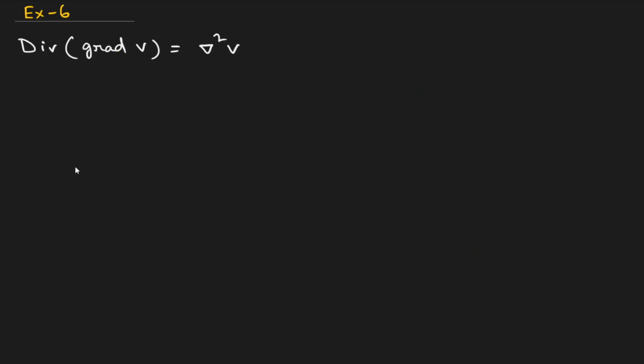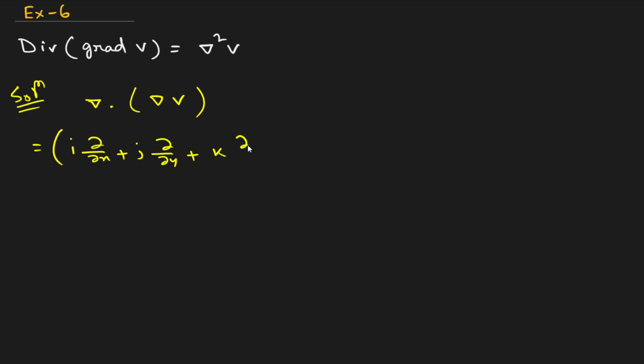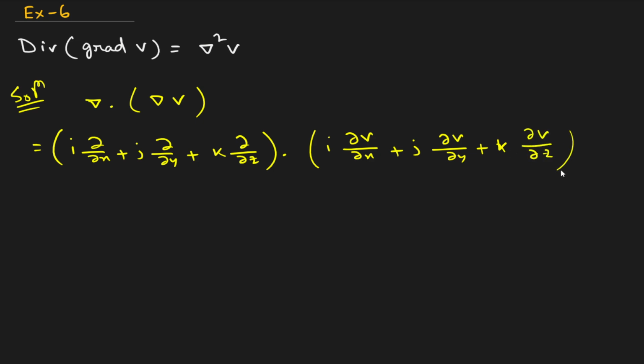So let us take one last problem: divergence of the gradient of v. It's a very simple problem. Divergence means nabla dot grad v. Grad v is nabla v. So this is nothing but i del/del x plus j del/del y plus k del/del z, dot grad phi, which is i del v/del x plus j del v/del y, and then k del v/del z.